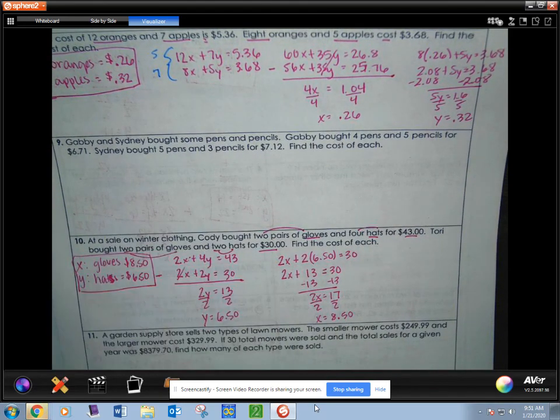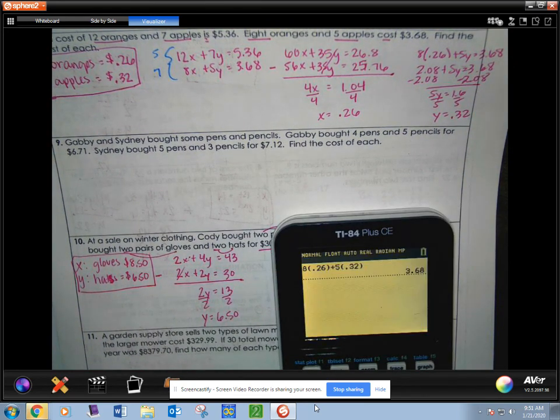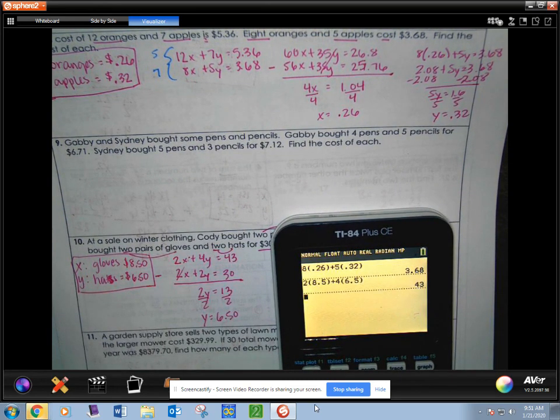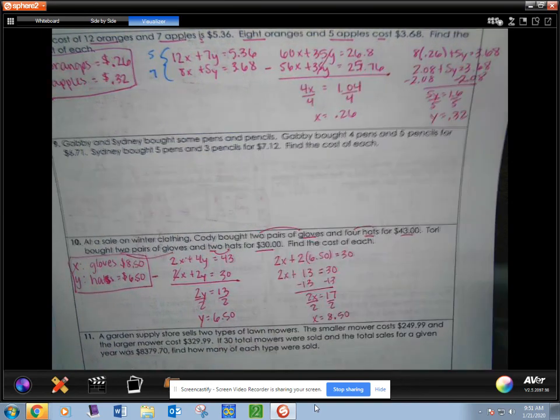Now I'm going to do a quick check with the equations to check my answer. So we're going to do 2 times 8.50 plus 4 times 6.50, and I should get 43. And then we're going to do 2 times 8.50 plus 2 times 6.50, and I should get 30. Since both my answers worked, I know my answer is correct.